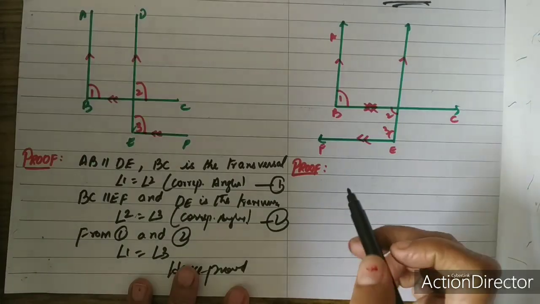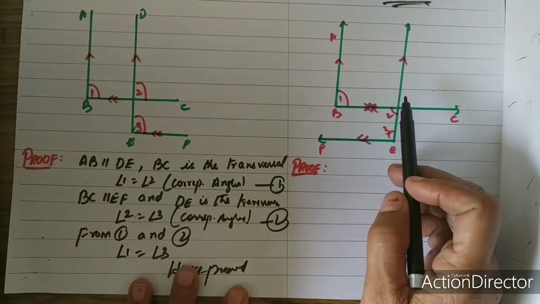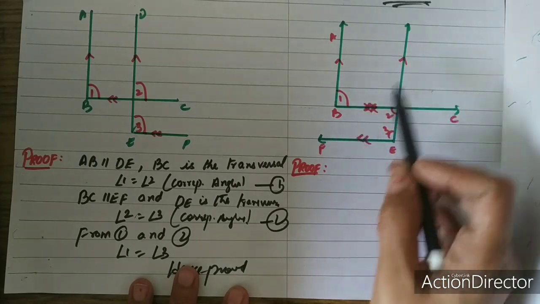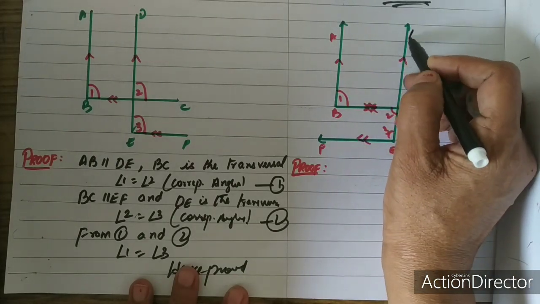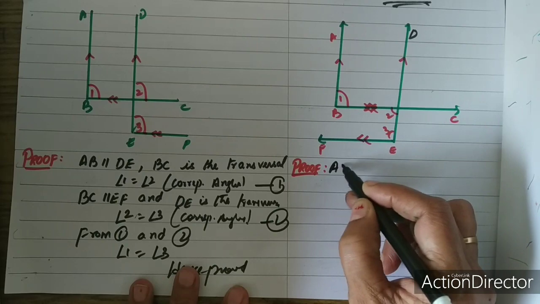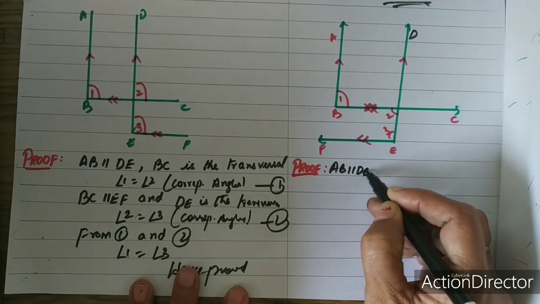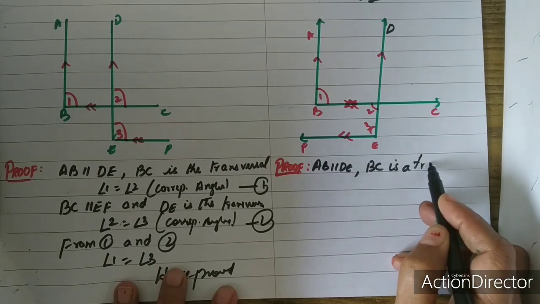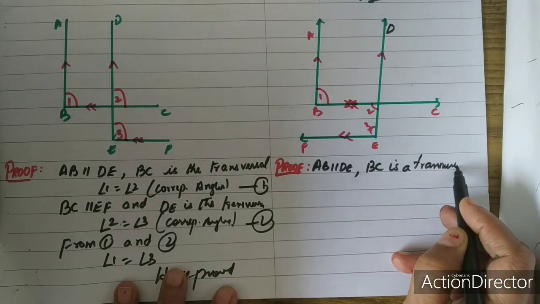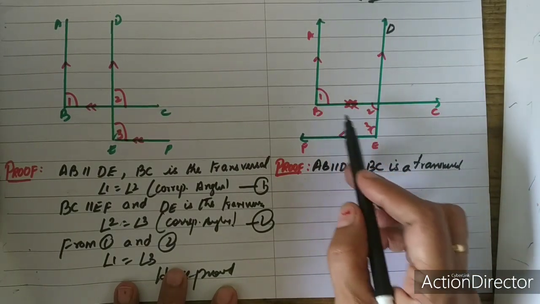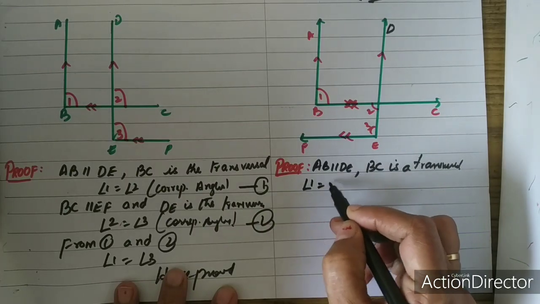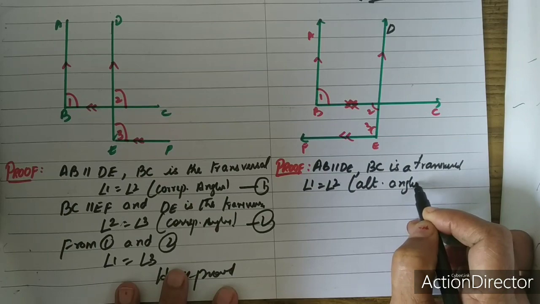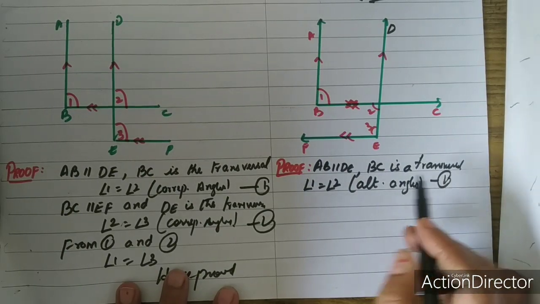So, let us move on to case 2. Here we have drawn the figure like this. Now, again AB is parallel to DE. You write AB is parallel to DE and BC is a transversal. So what can you say about angle 1 and 2? Angle 1 is equal to angle 2. Here they are alternate angles. So name it as equation number 1.